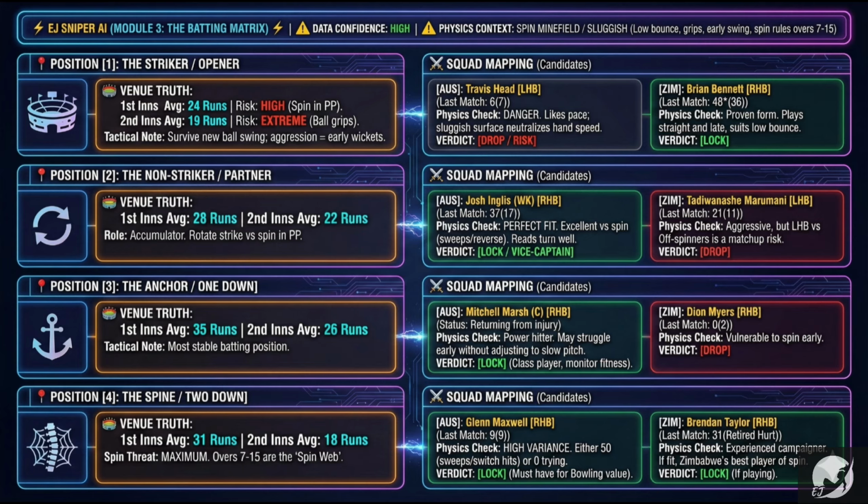But on this sluggish surface, his hand speed is neutralized. It's a trap. Instead, look at Brian Bennett from Zimbabwe. He plays late. He is the safer lock.